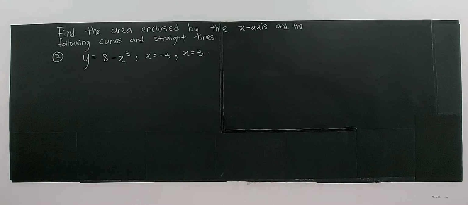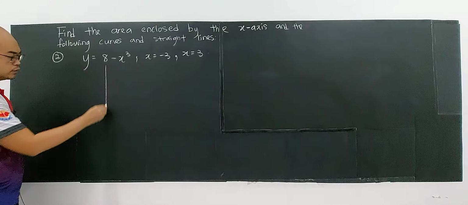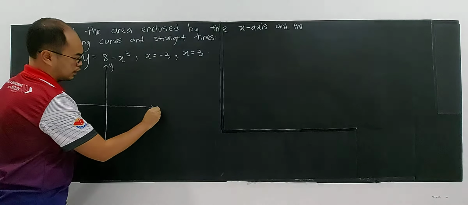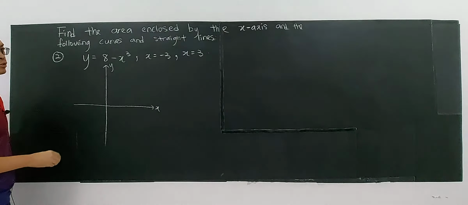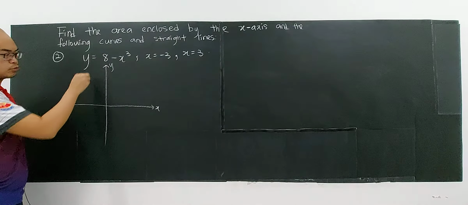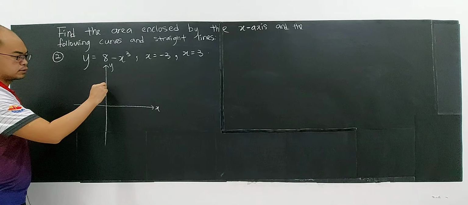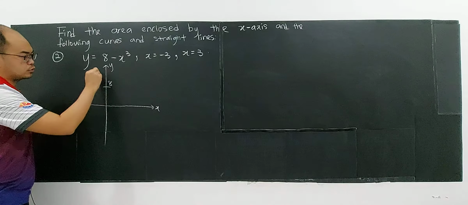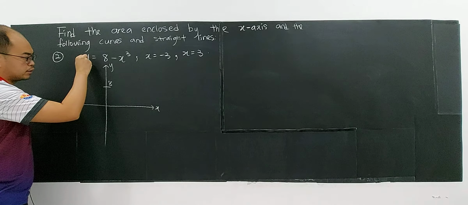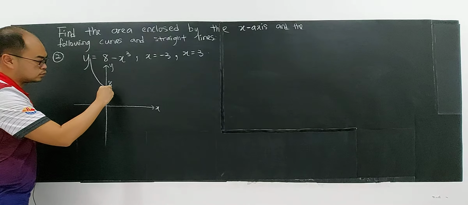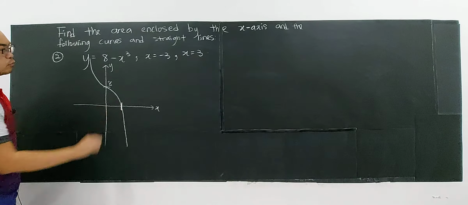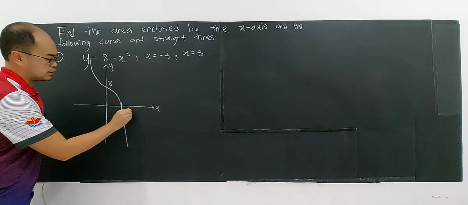Right, okay, let's look at this second example. I'm going to sketch the graph for you first, so that you can see where the region is bounded. So 8 minus x cubed, so negative x cubed plus 8, right? You're already very familiar with this graph, where it's a cubic function that looks like this, right? The x-intercept will be 2 in this case.